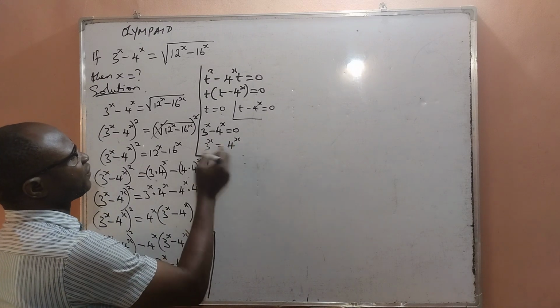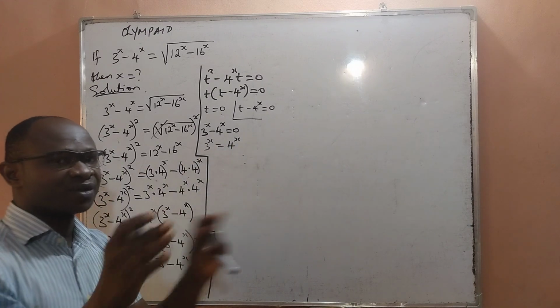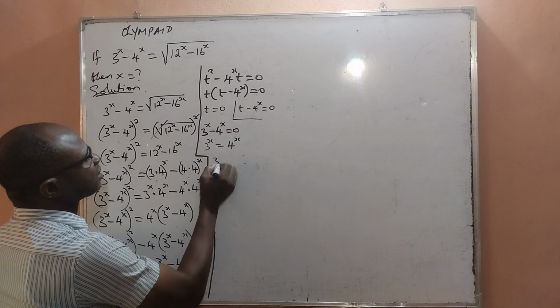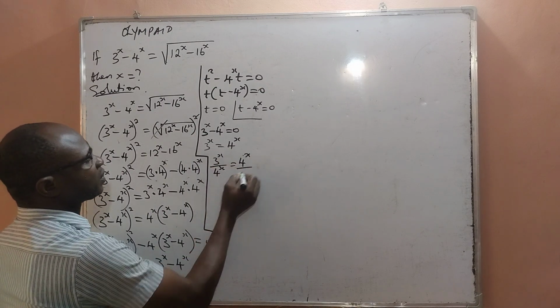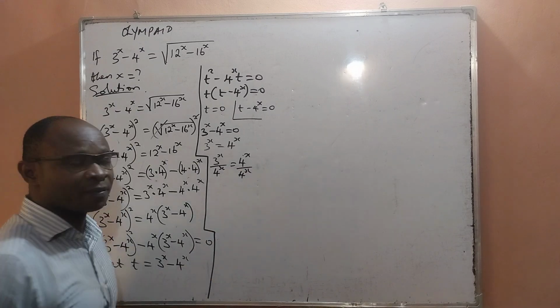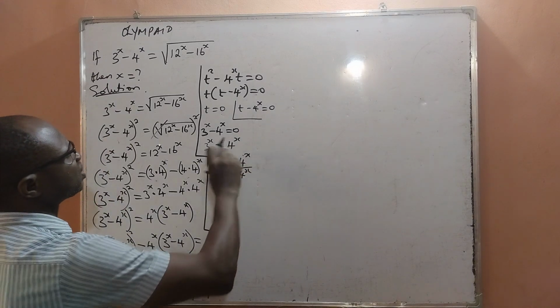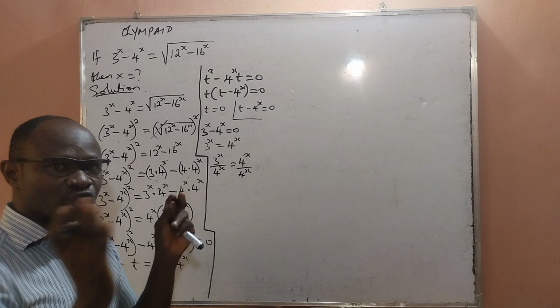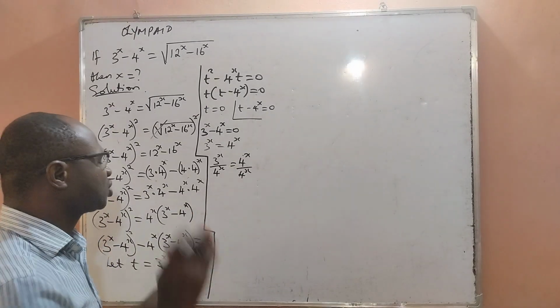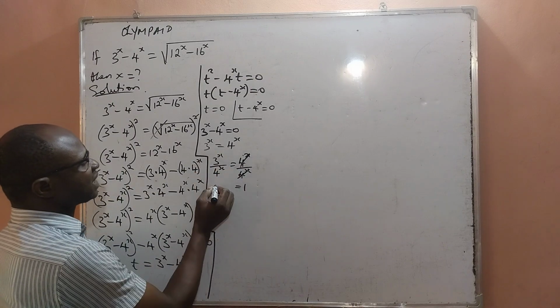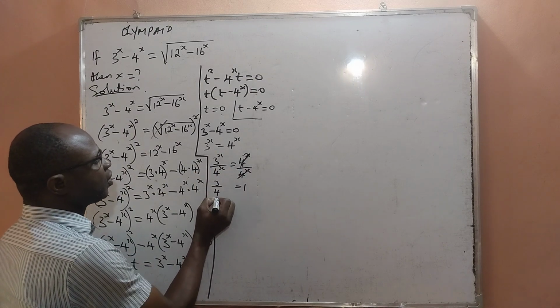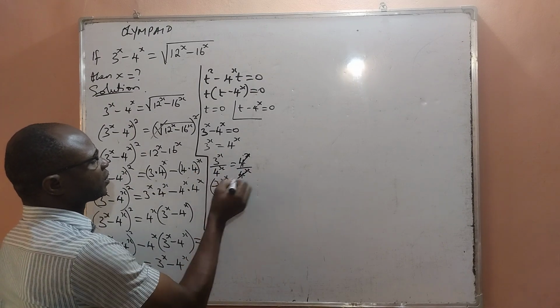I want to get rid of x being on both sides of the equation. Therefore, I have 3 to the power of x divided by 4 to the power of x is equal to 4 to the power of x divided by 4 to the power of x. The essence of it is to make x to be either on the right or on the left, just one side. And you can see that this will cancel this to give me 1, and this side I can write it as 3 all over 4 to the power of x.